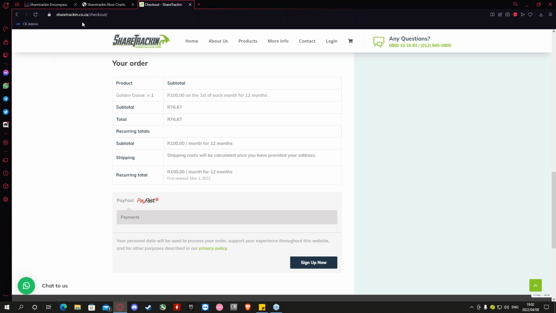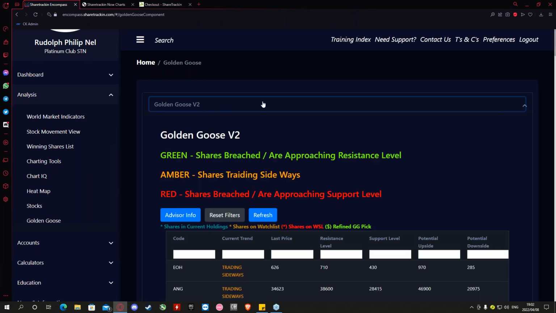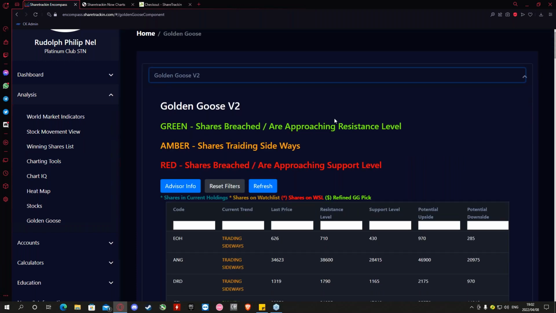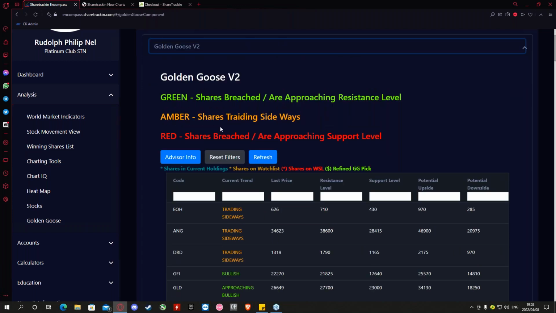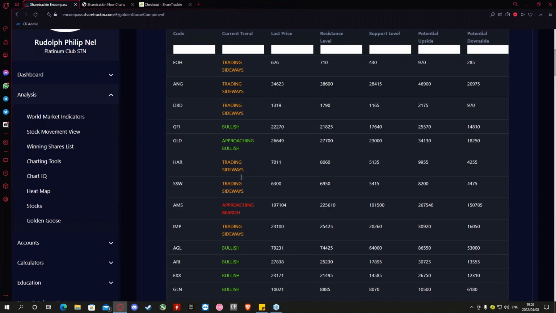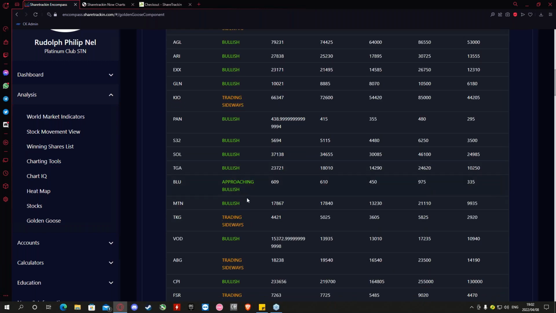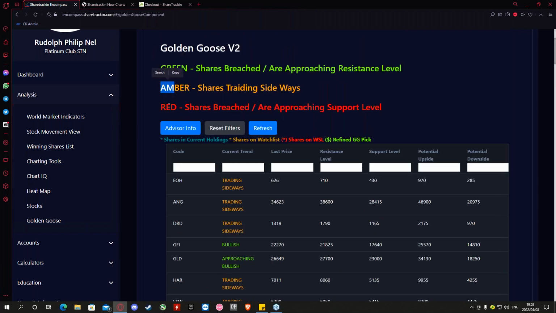Once that is done, it will go through to the subscriptions department, where it will be activated, and the moment you log into the software, you will find the Sharetrackin Golden Goose version 2. Underneath it, you've got 3 different options: green, amber, and red. Green usually indicates bullish and approaching bullish levels. Amber is trading sideways levels, and red is approaching bearish or bearish. You can type in any one of these colors, and it will give you those trends.